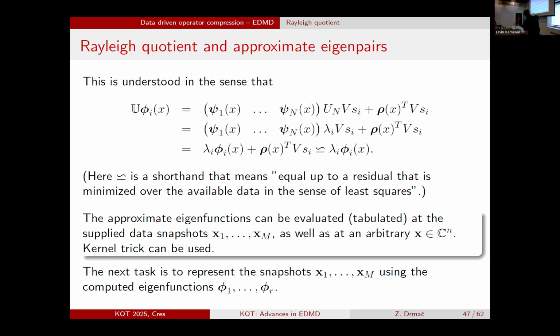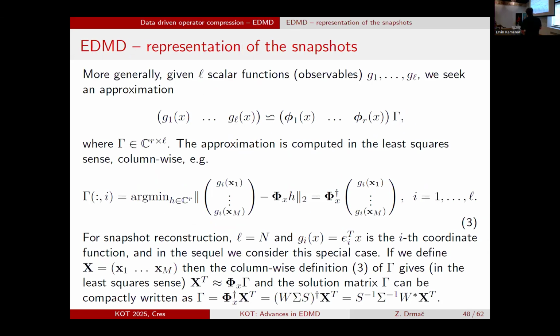So these psi's are approximate eigenfunctions. In the sense that this approximation sign means that in this relationship, the residual has been minimized over the data that we have seen. So that's the best we can do. There are many other details, though. These eigenfunctions can be tabulated. There are formulas and so on if you want to evaluate them at some x. And then again, the representation of the snapshot that I mentioned before.